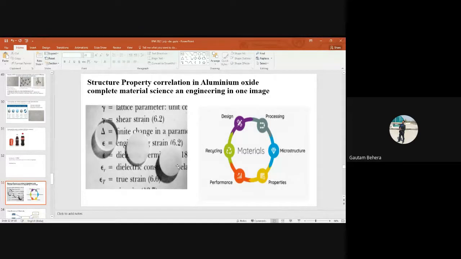So if you remember, we have 4 important components of material science and engineering: processing, structure, property, and performance. By changing the processing route, we can change the structure. And just by changing the structure, we can change the property of the material. And if the property gets changed, then performance will also get changed, right?